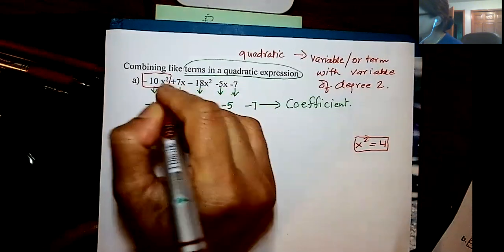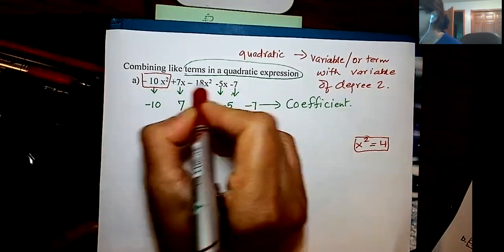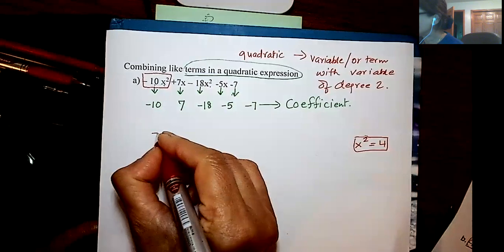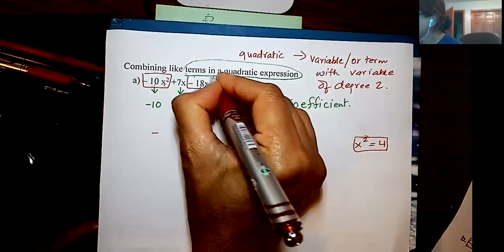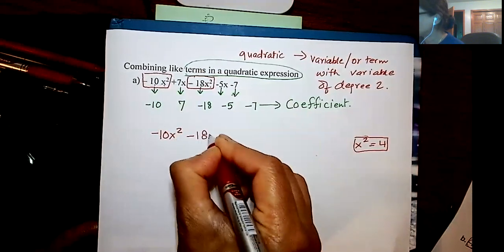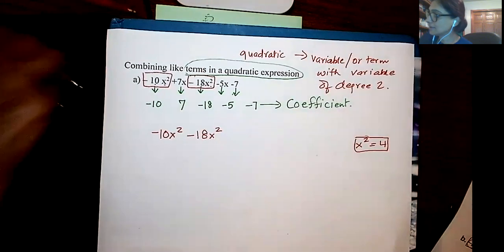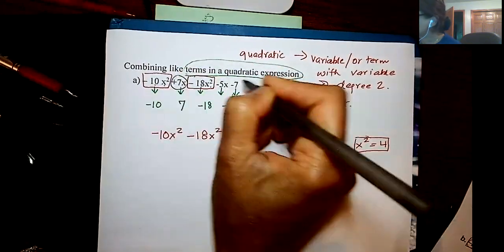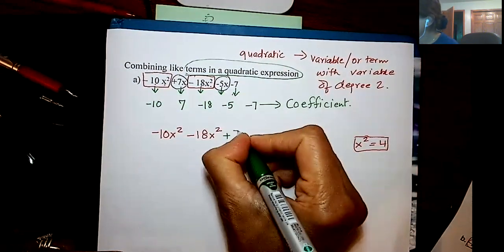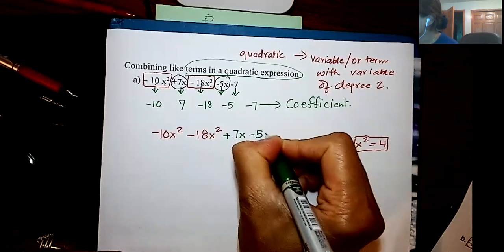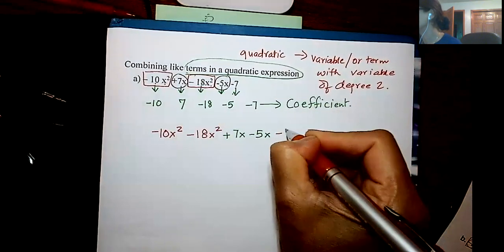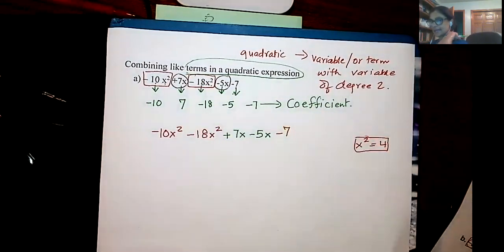Now I'll combine like terms. Like terms are terms with the same variable and same power. So this is negative 10x squared and negative 18x squared. I bring those two together. Next, this is a like term and this is a like term, so I'll bring that together: positive 7x, negative 5x. And the last one is just negative 7, the constant of the fifth term.